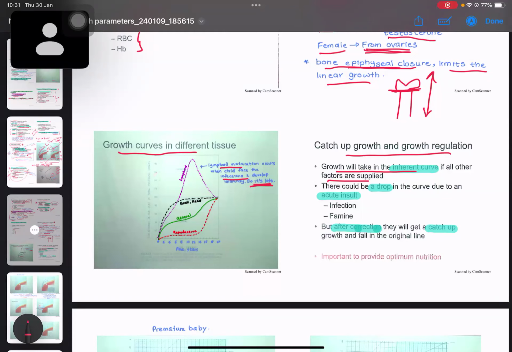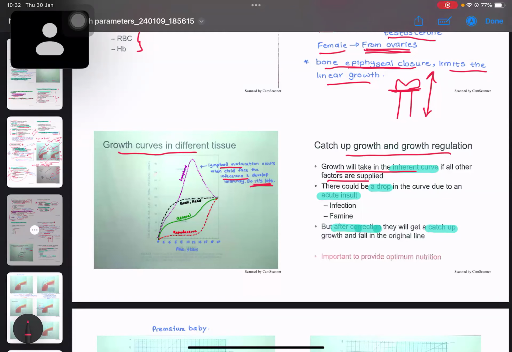If there is a nutritional deficiency, if a child is born to taller parents but has nutritional deficiencies, still the child won't attain the height of the parents, because the child has nutritional deficiencies.